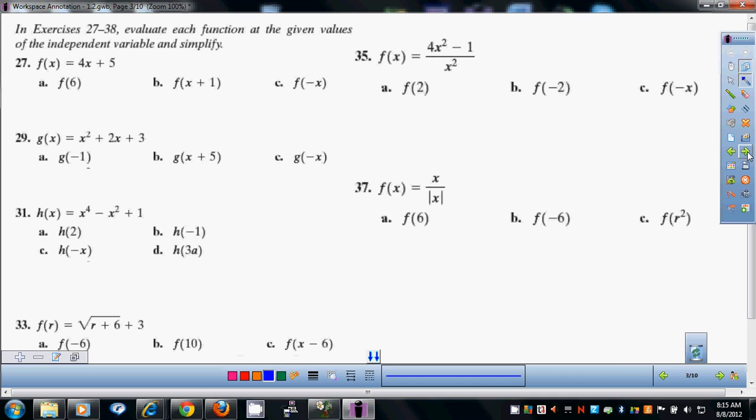All right. Evaluate each function at the given interval. So, functions. It doesn't matter what the first letter is, but anytime you see parentheses and another letter, that is a function. Now, let me take this off the screen real quick. Most of the ones we're going to have in this class are going to be x.